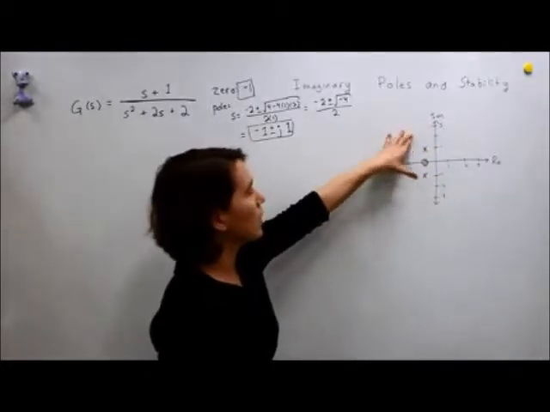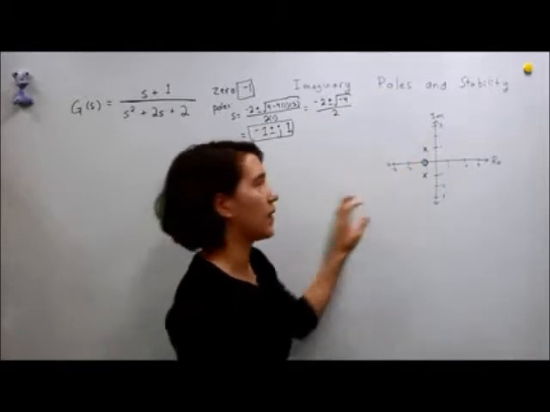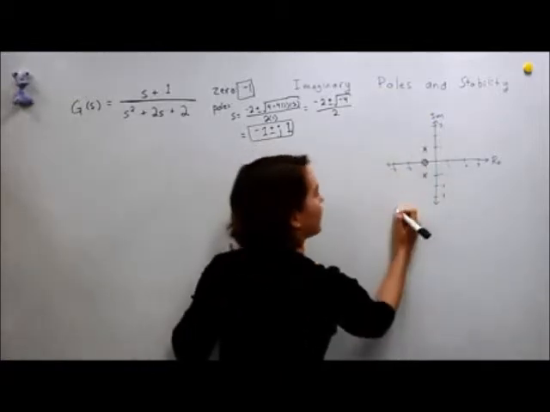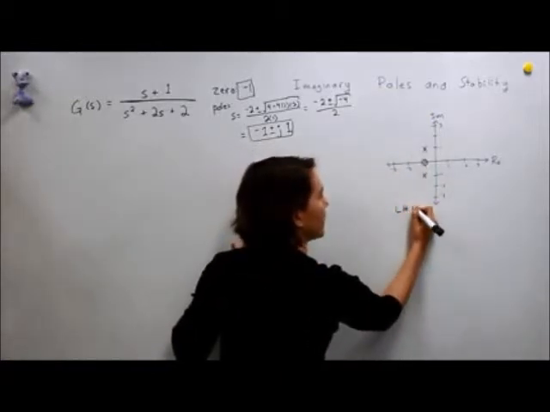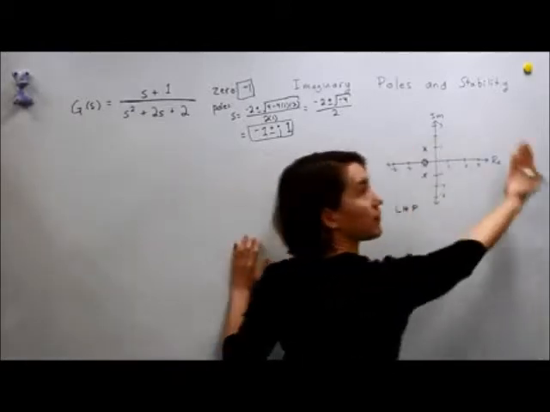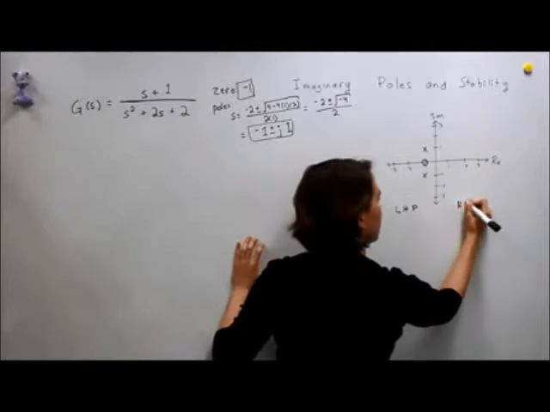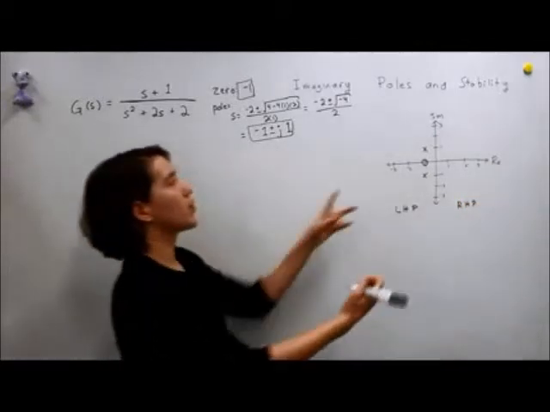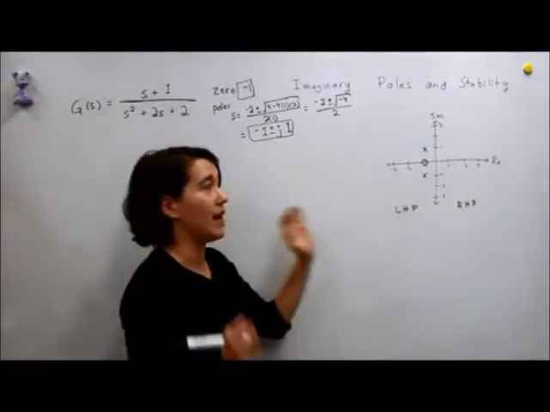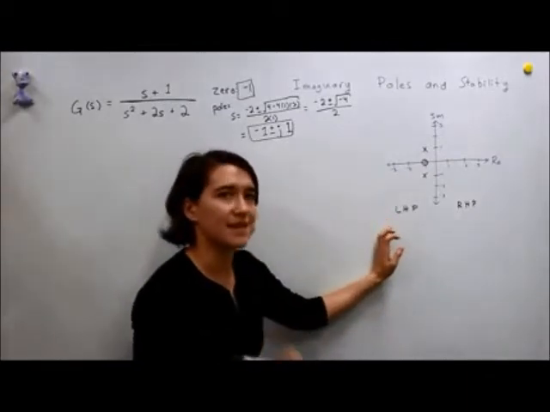So we have two poles, and this side we call the left half plane. And the right half plane would be this side, so the right side of the imaginary axis. And we see that our two poles are in the left half plane, and we know that they will then be stable.